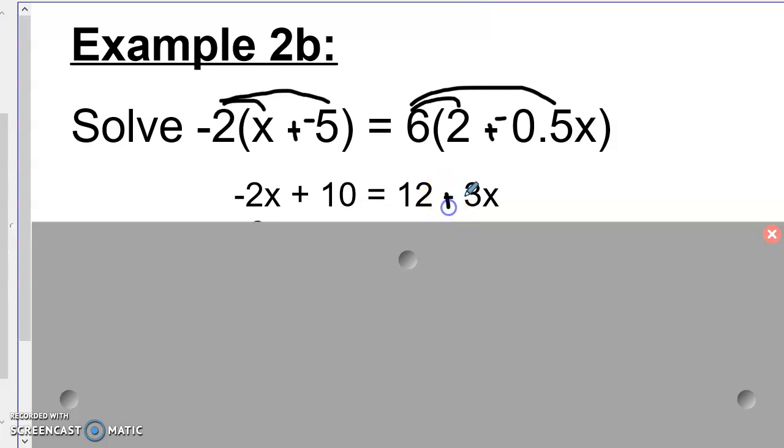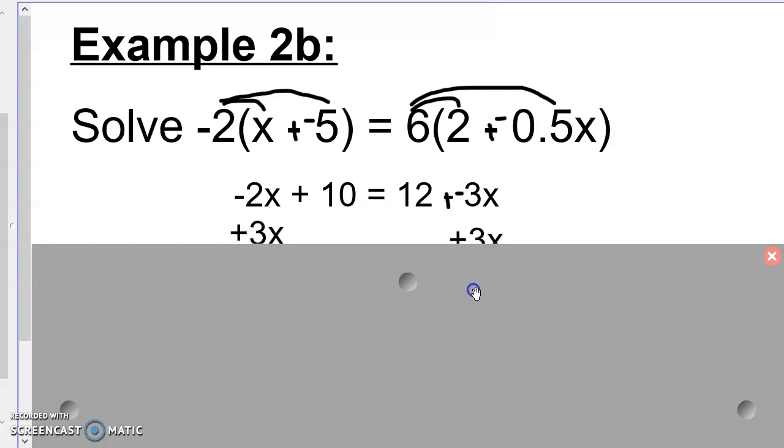But of course, that would be add the opposite if it makes it easier for you to understand. Now you notice that I have variables on both sides. I have two options. I can add 2x to both sides, or I could add 3x to both sides. Again, either option works out. You just choose which one you want to do.